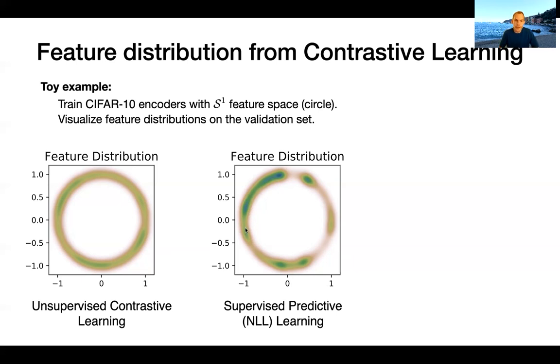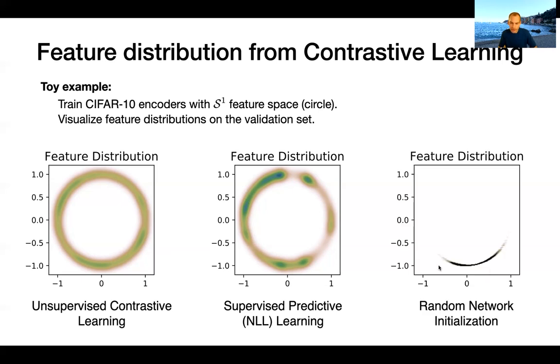Or what if we started with a randomly initialized encoder? Well, a randomly initialized encoder will make a very non-uniform distribution. So it looks like something about contrastive learning is taking us from this randomly initialized non-uniform distribution to this nice uniform distribution. Why is that happening?